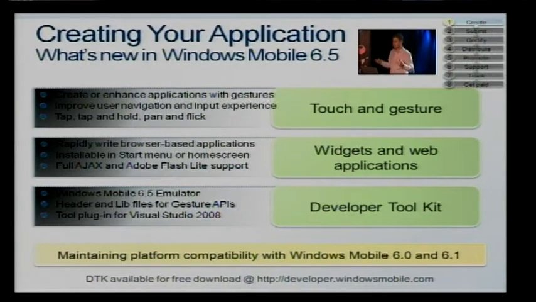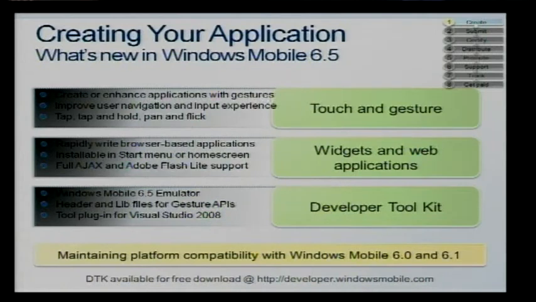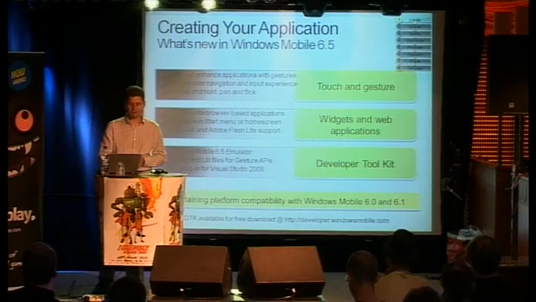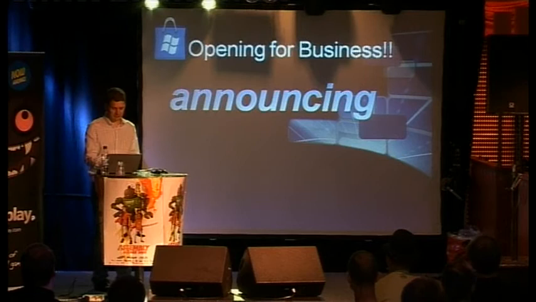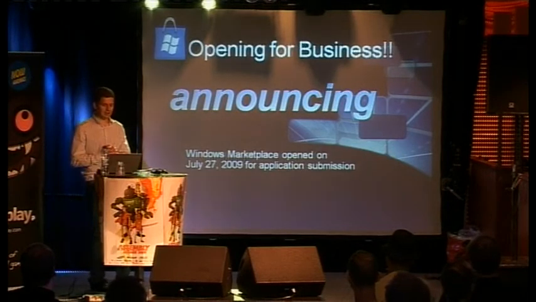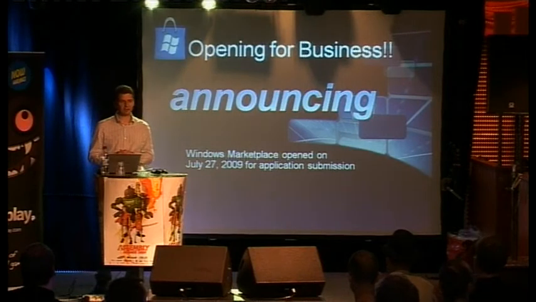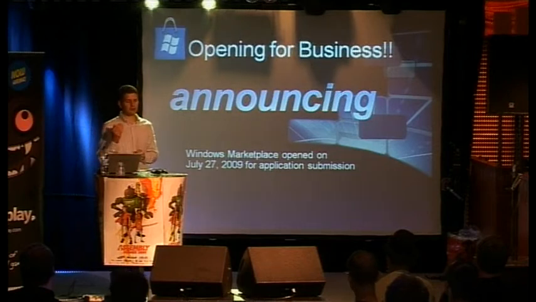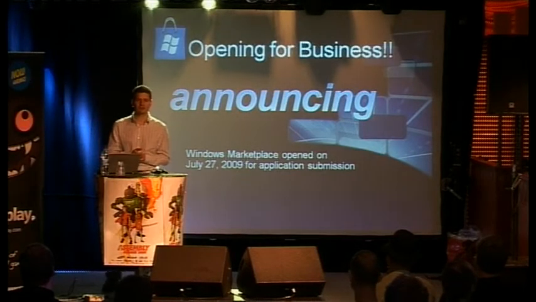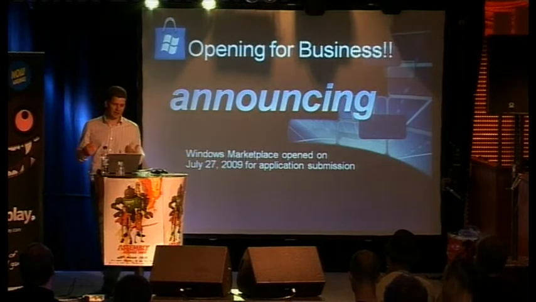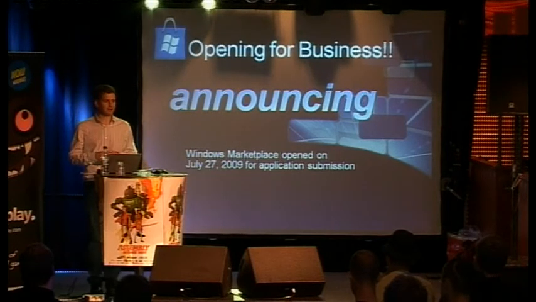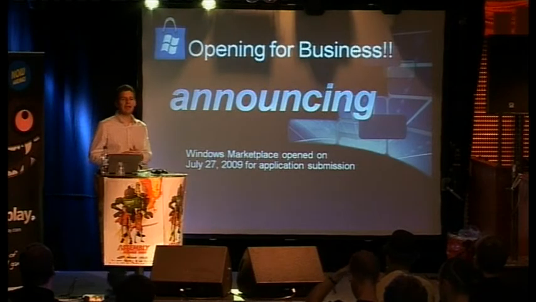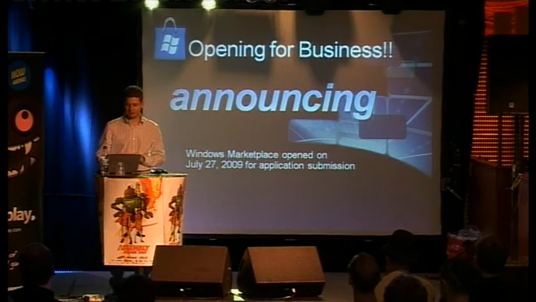But if you are today developing Windows Mobile, you haven't got to throw everything away and start again. This is very much an evolution from the 6 and 6.1 creations. So an opening for business. So the announcement, if you were not aware, in Finland and I think it was 16 other markets, Marketplace opened on the 27th of July for application submission. So you can now register and place your application onto Marketplace. There will be a 4 weeks or so ingestion period of the application while it goes through certification, and then when 6.5 launches in the autumn, it will be ready and available on the day of launch of the 6.5 devices.